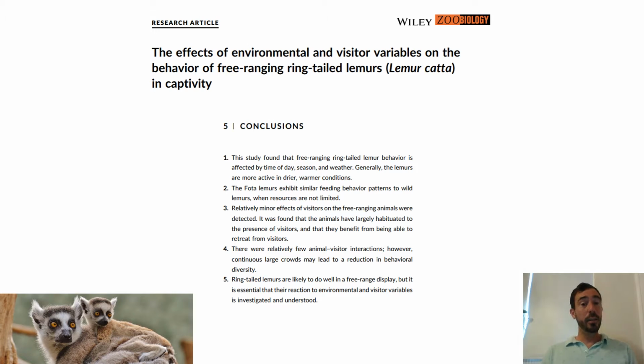You can see that the conclusion from this article is written as a bulleted list. And that's because when you write a conclusion to publish in Zoo Biology, they ask for a bulleted list. That doesn't mean that every conclusion should be written like this. Always follow your research project guidelines or the guidelines of the journal you are writing for. Some expect a bulleted list, others expect one or two fluid paragraphs.